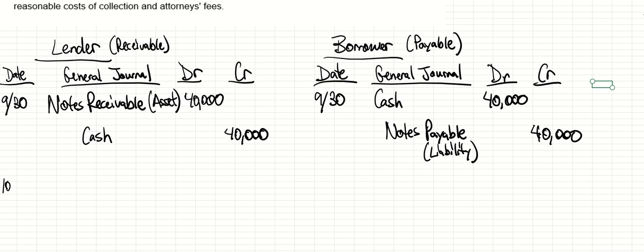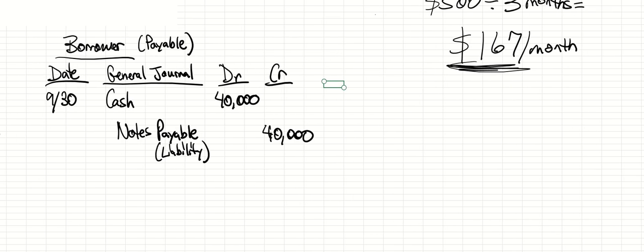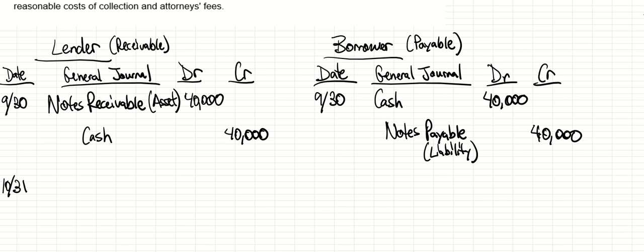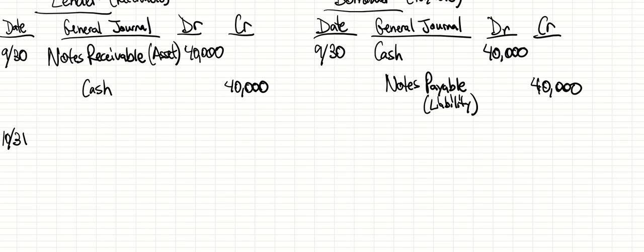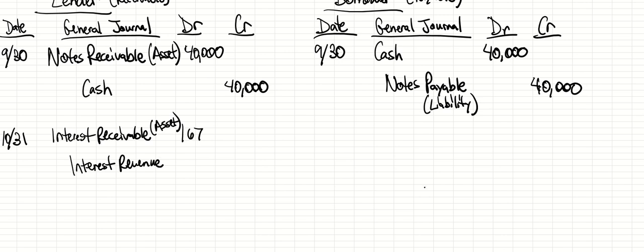So at the end of October, we know that interest has accrued for 1 month. Since interest has accrued, we need to report that in both the lender's and the borrower's books. Since interest accrued of $167 for 1 month, we're going to record the receivable in the lender's books. The account that's going to be debited is interest receivable, for $167, and interest receivable is an asset. The account that's going to be credited is interest revenue for that same amount.